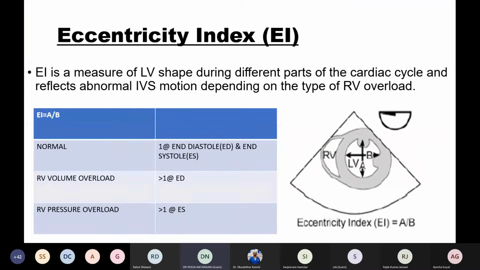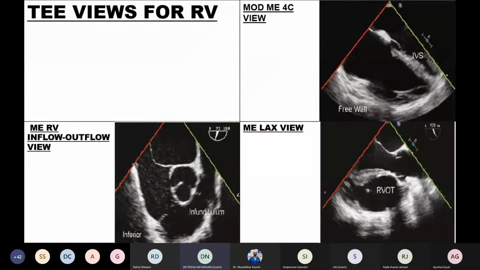This is another important index called the eccentricity index, which is based on the LV diameters. So in both the conditions, the ED and ES will be more than 1. So let's look at the TE views.